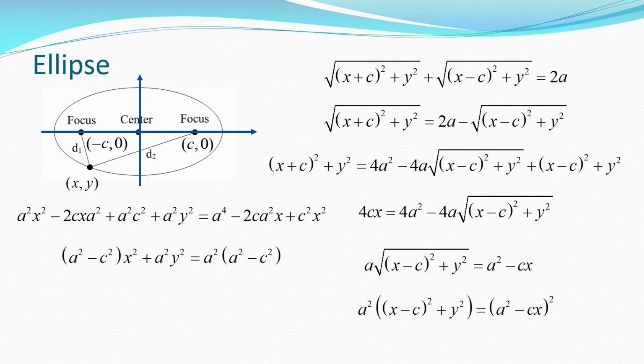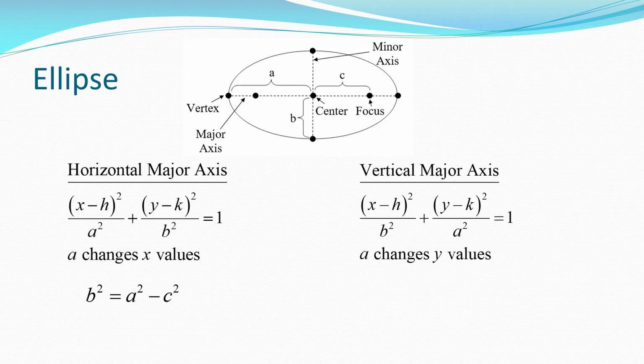But I remember though that a squared minus c squared, that's b squared. So I get that. Then I divide both sides by a squared b squared. That's the standard formula. That is the standard formula for the ellipse, where the major axis is horizontal and it's centered at the origin. So this one slide then captures the main ideas.